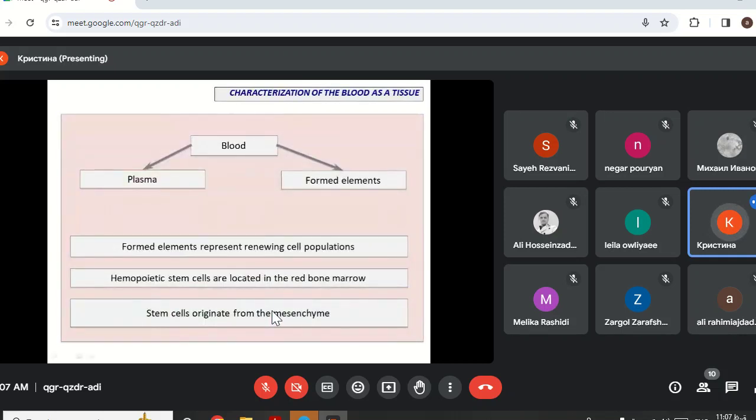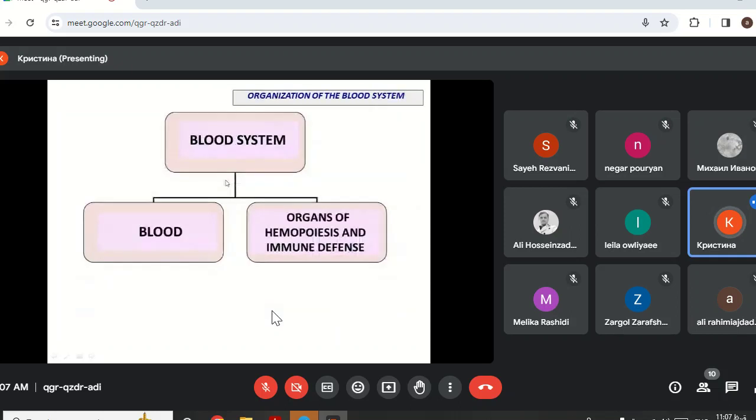So we start with blood, which includes plasma and formed elements. So, organization of blood system. Blood system includes blood itself and organs of hemopoiesis and immune defense. The word hemopoiesis means production of blood. Hemo means blood, poiesis means production, creating of blood. Immune defense is about immune defense.